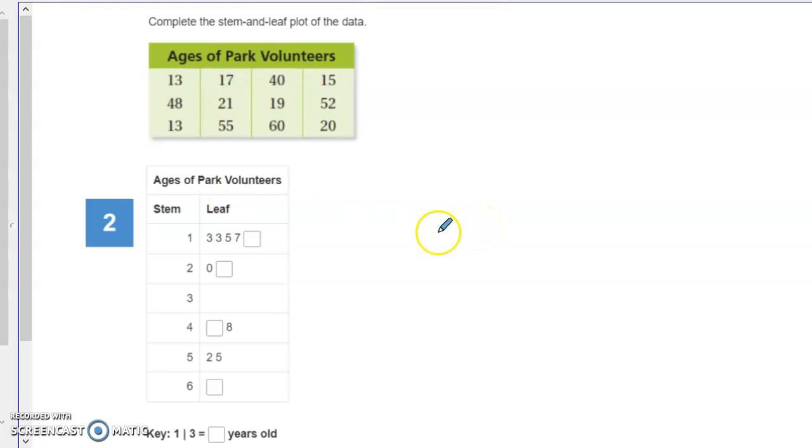Question number 2 is similar. I have to fill in the missing numbers here. So I have 13, I have 13, I have 15, I have 17, and the number I was missing here is 9. For 20s, I have 20, and then 21 needs to be filled in there. I don't have any 30s. For 40s, the number that's missing here is a 0 to make that 40. 50s are all filled in, and the one that's missing for the 6 would be a 0, so that would complete the stem and leaf plot. And then I just have to fill in this number here, the 1|3 would equal 13 years old.